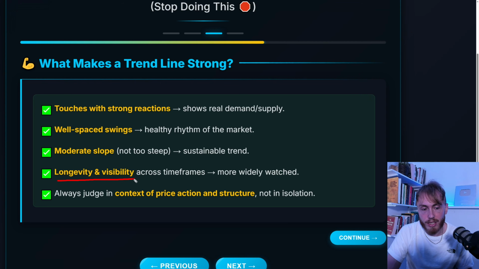Another point here is longevity and visibility. So across time frames, if we, for example, see a trend line on the daily time frame or a longer term time frame, this can be more significant because more traders are paying attention to that trend line, right? But you can, of course, use trend lines on the shorter term timeframes as well. And here, and this is super key, you always want to judge the trend lines with the context of both price action and market structure. And you don't want to rely only on your trend lines.